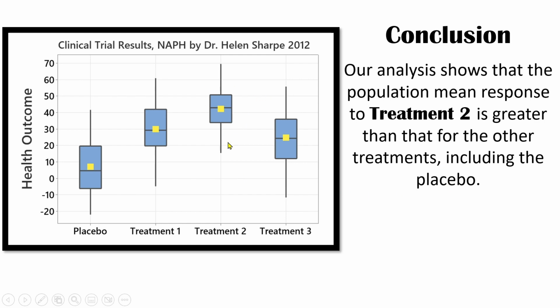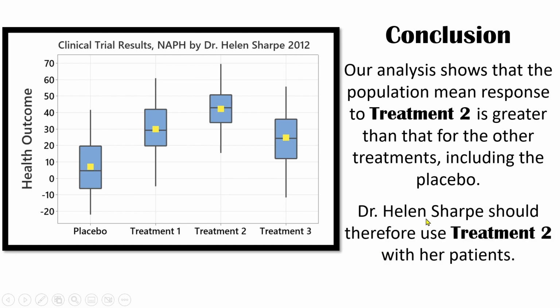So what we're saying again is that the ANOVA tells us some of the population mean responses are different, and the multiple comparison tells us that it's treatment 2 that is better than everything else. And so what we would then say is to Dr. Helen Sharp that she should use treatment 2 with her patients in place of any other possible treatment. So I hope this sort of explanation has helped you understand these one-way ANOVA.